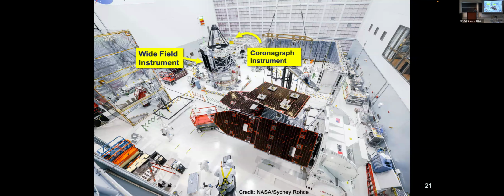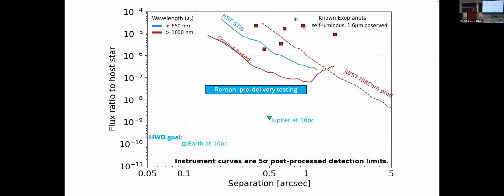This is a photo from a couple weeks ago now. The solar panels are actually installed. The observatory is going into the vacuum chamber, getting ready for some of its final testing over the course of the next couple months. And this is all happening at Goddard.